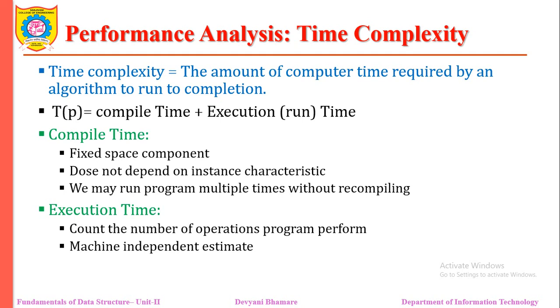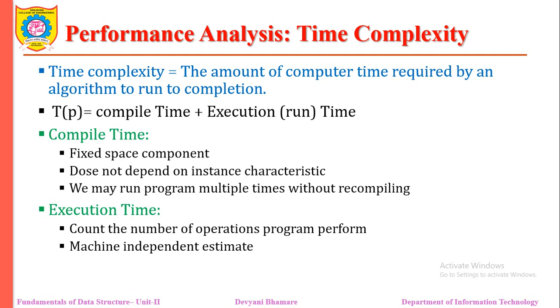Now it's time to start with our time complexity. Time complexity is nothing but the compile time plus execution time. Compile time is a fixed space component. It does not depend on the instance characteristics because we may run the program multiple times without recompiling it. So that's why our time complexity is equal to the execution time.